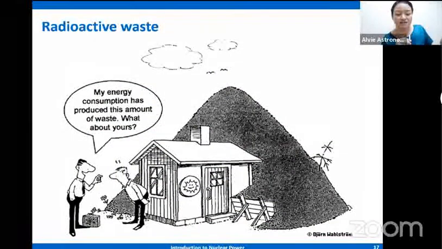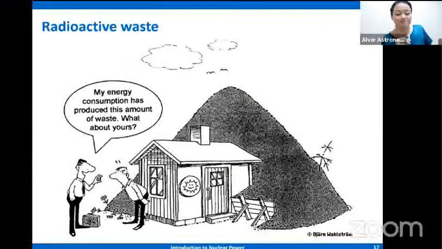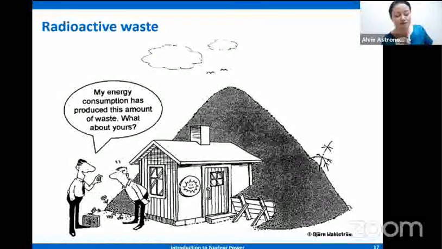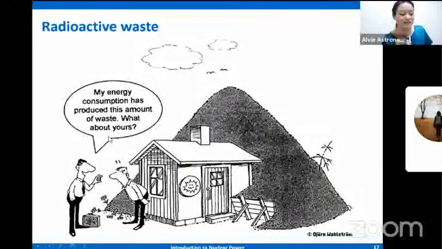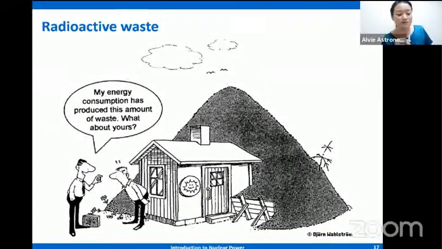And you've seen the difference in the energy that can be provided per unit gram or per unit mass of fuel. So this is an illustration of how much waste would be produced in nuclear compared to other sources.